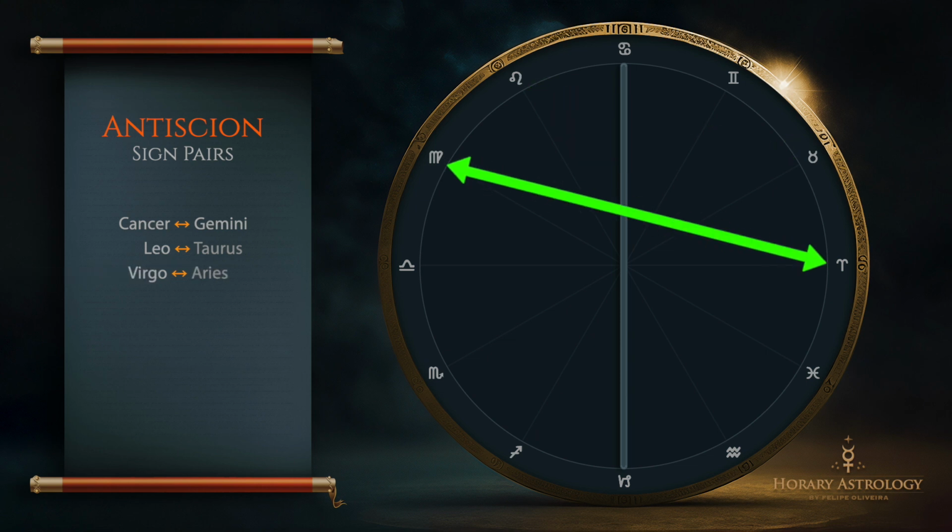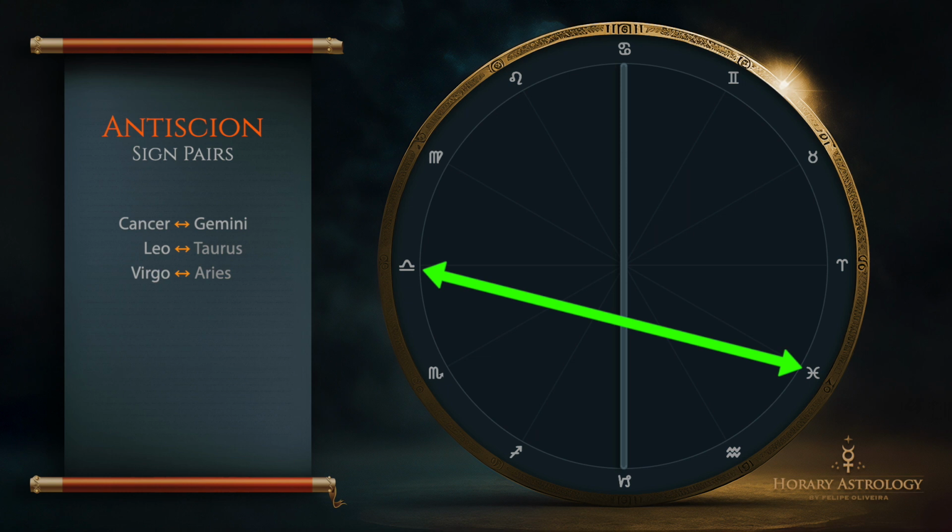Virgo's Antiscion is Aries, and vice versa. So a planet in Virgo has its Antiscion in Aries, and a planet in Aries has its Antiscion in Virgo. Libra's Antiscion is Pisces, and vice versa. So, a planet in Libra has its Antiscion in Pisces, and a planet in Pisces has its Antiscion in Libra.